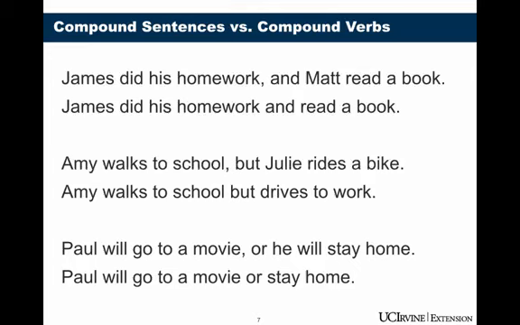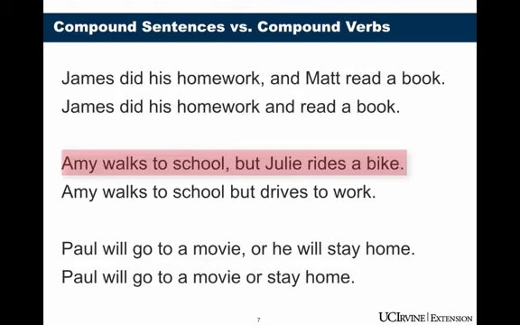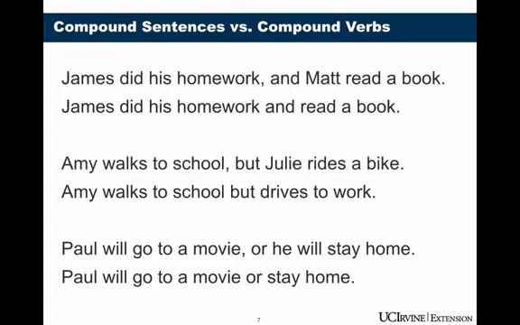Look at the next pair. Amy walks to school, but Julie rides a bike. Again, we have the subject Julie after the conjunction, so we put the comma before but. That's a compound sentence. But in the next sentence, Amy walks to school but drives to work. This is not a compound sentence because it doesn't have two independent clauses. It only has one subject, Amy, and the two verbs, walks and drives. So do not put a comma in front of but in this sentence.